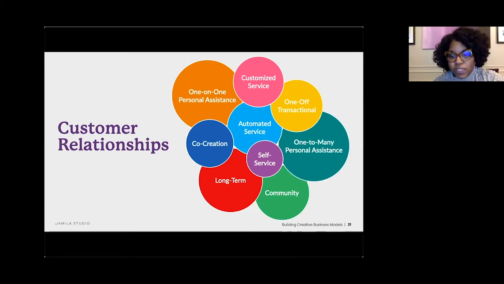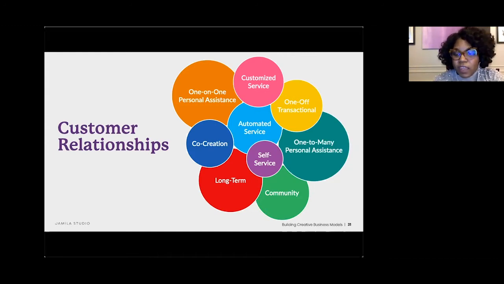It could be a one-off transaction where someone comes to you and they buy one thing. Definitely, if you have a question, make sure you drop them in the Q&A box, and I'll ask them at the end. It could be co-creation, where you come to a place and they work with you to create something that is custom just for you. For instance, if you've ever ordered a couch and you go to the place and you can choose your fabric, that is a co-creation experience.